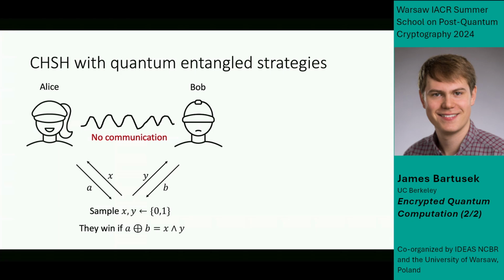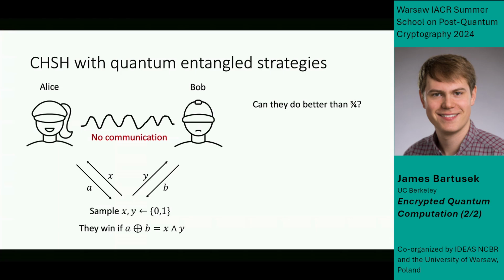So, things get a little bit more interesting when we consider quantum strategies, in particular, quantum entangled strategies. Now, we allow Alice and Bob to set up some joint, potentially entangled state. And then, when we start playing the game, we still enforce this non-communication assumption, but they could be entangled with each other. So the question is, in this setting, can they do better than 3/4?